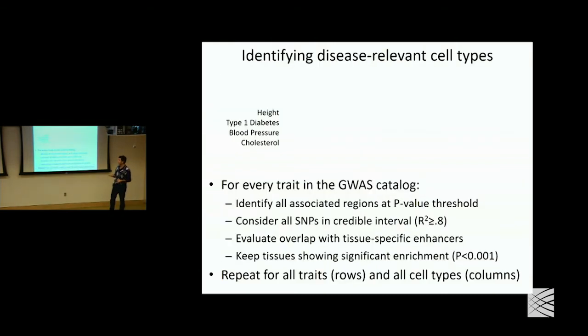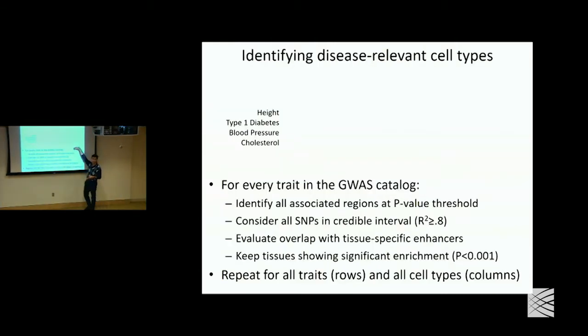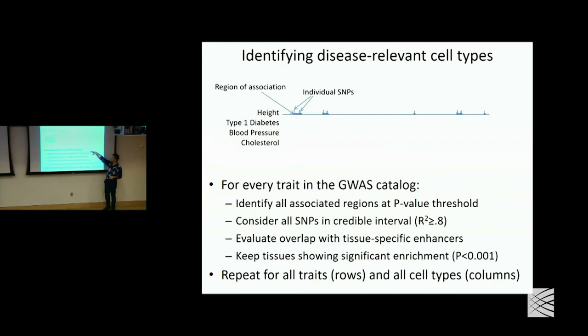And the first thing we did is basically say, well, let's compare different genetic traits. And let's look at all of the genetic variants that are associated with height. And they paint many different regions of the human genome with LD blocks and SNPs within these LD blocks. And if you look at type 1 diabetes, blood pressure, cholesterol, other traits, you basically find that they paint a different subset of the genome.